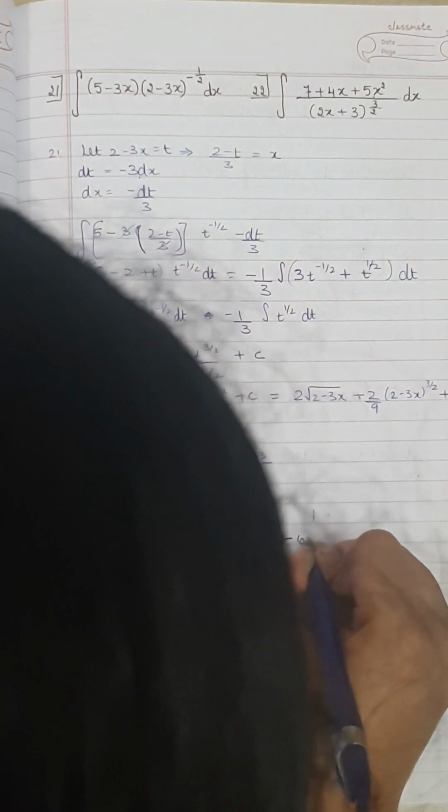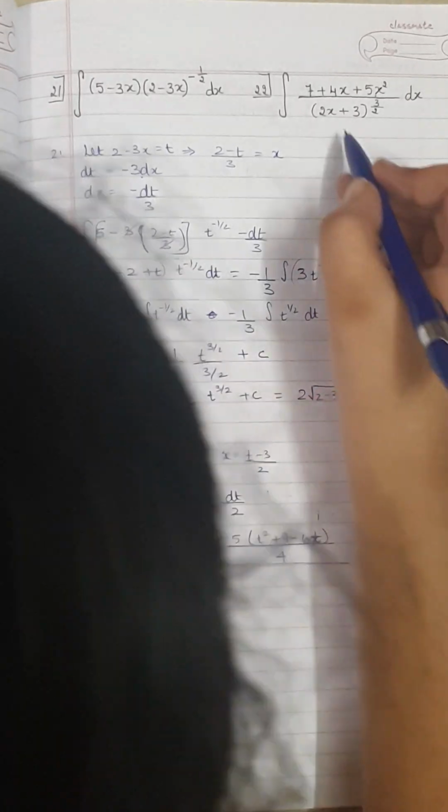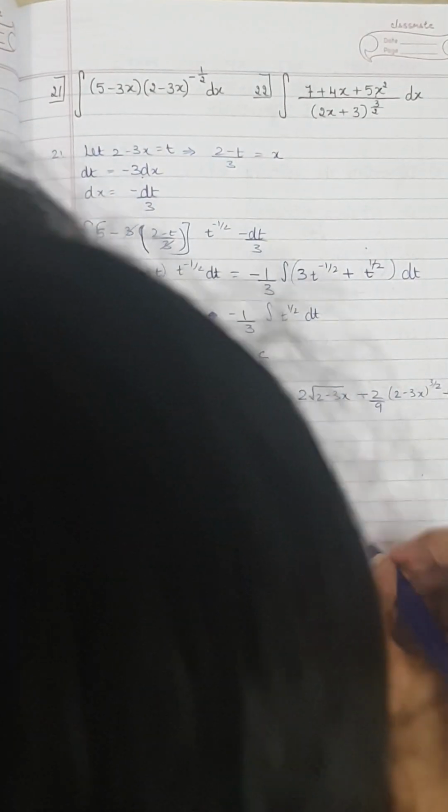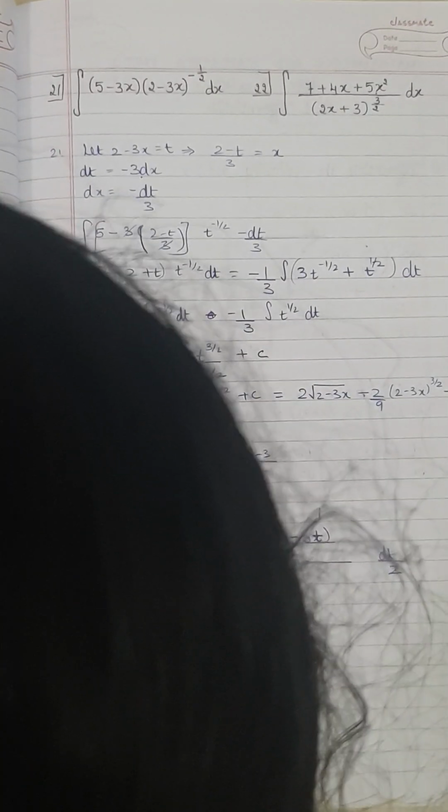(t minus 3) square is t square plus 9 minus 6t, whole upon 2 square is 4, the whole thing upon 2x plus 3 is t to the power 3 by 2, and dx becomes dt by 2. 2 cancels off over here. But since you have a 4 over here, we'll be multiplying the whole thing here by 4. So you can have 4 in the numerator here and the denominator here, and you can take 4 outside eventually.